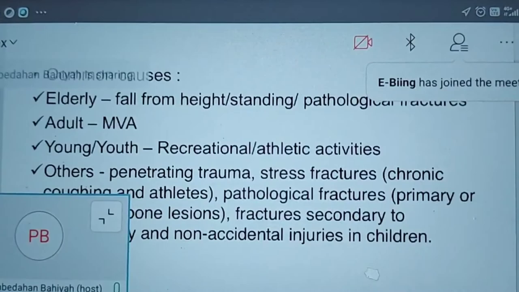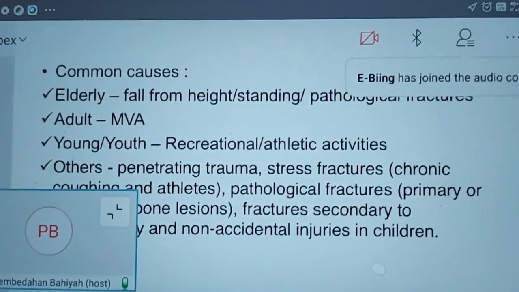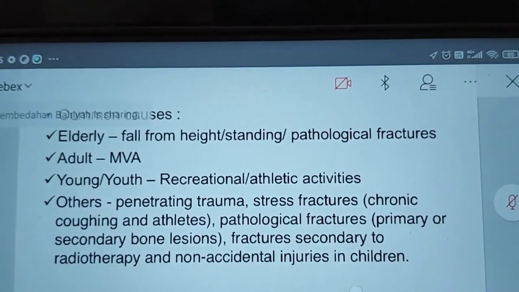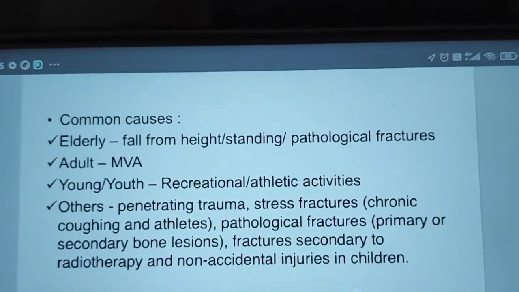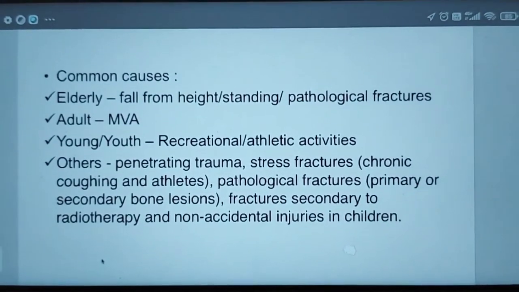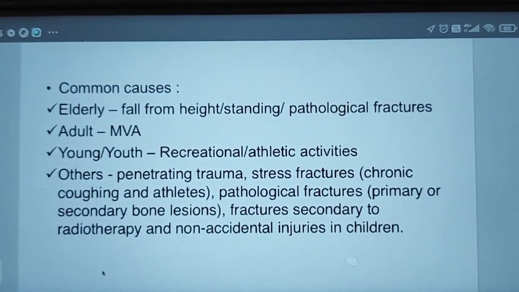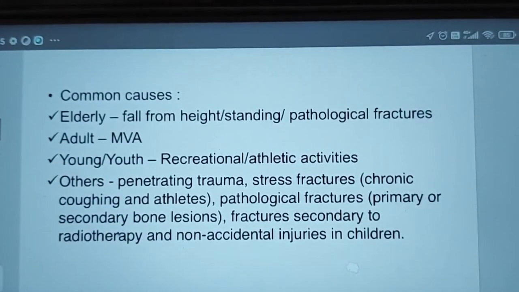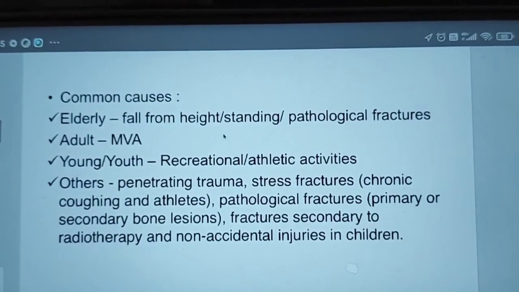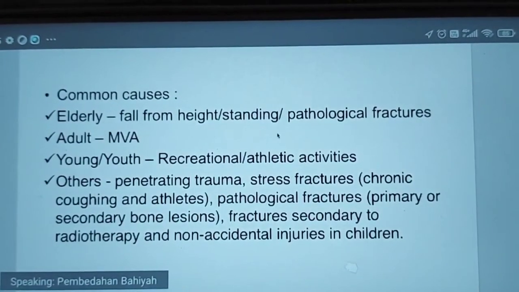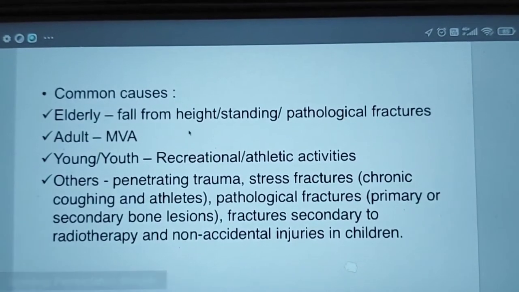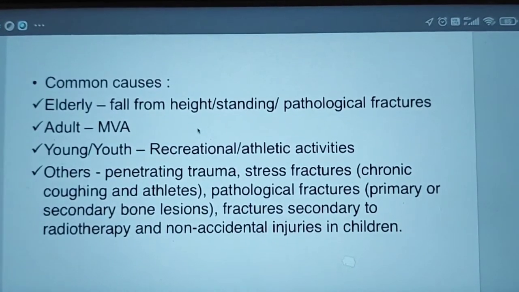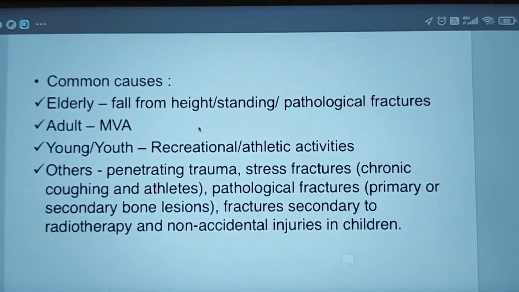So these are the common causes. For elderly people, usually a fall from height or standing, or secondary to pathological fractures. But this is less common than the commonest one in the elderly, such as a trochanteric fracture due to a fall. Second, in adults, it is commonly due to MVA, high-speed MVA, where on sudden braking the chest collides with the steering wheel of the vehicle.